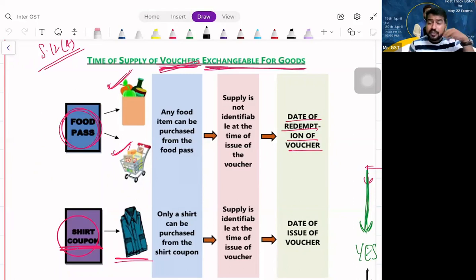Now the point is, when you purchase those vouchers, what is the time of supply for those vouchers? That is the concept.